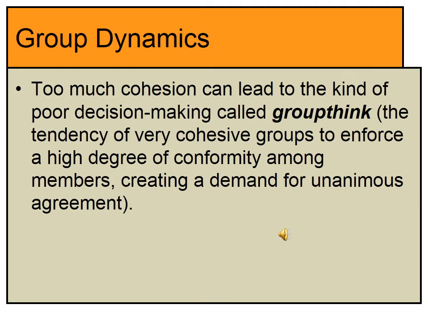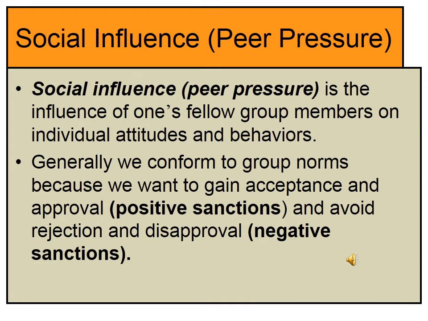Another group dynamic that occurs with tight-knit groups with a lot of group cohesion is called groupthink. This is when there's a high degree of conformity between the members and everybody starts to buy into one single belief, even if that belief is wrong. Groups are able to exert pressure on their group members.